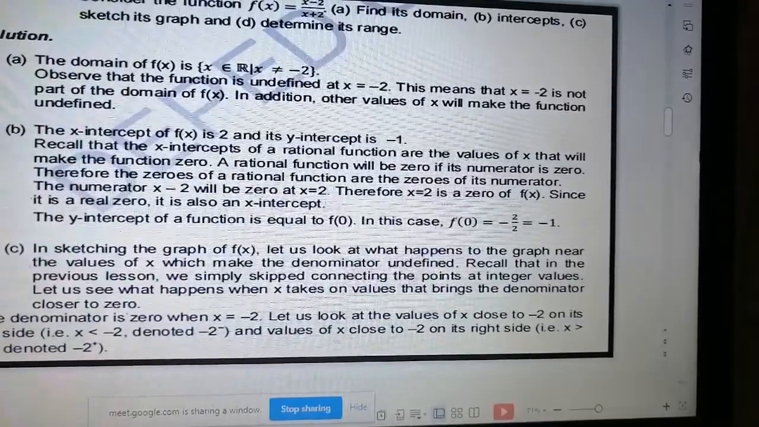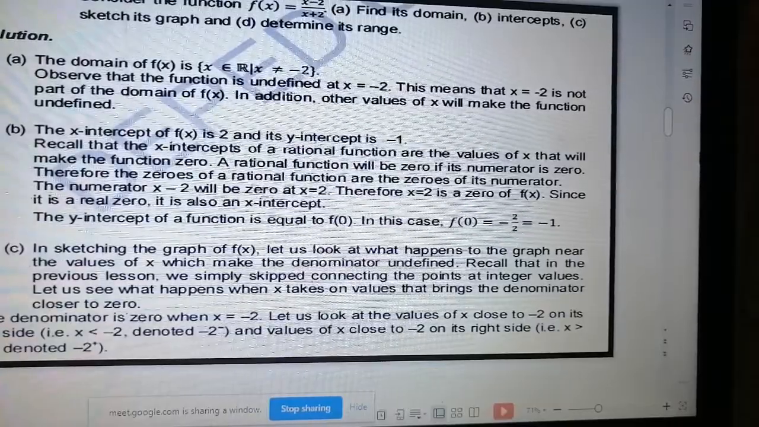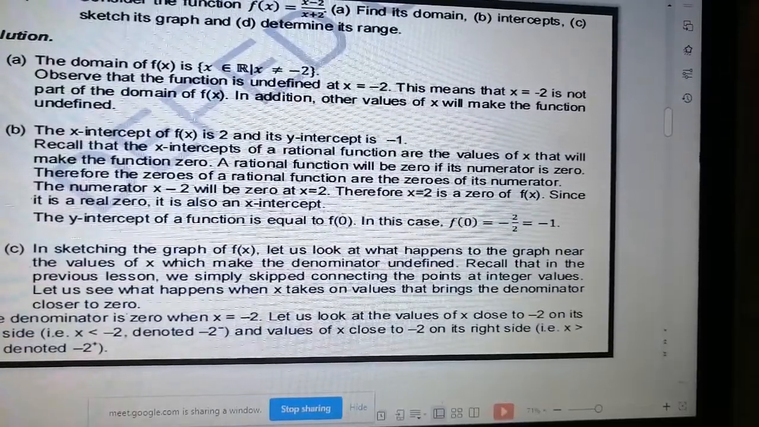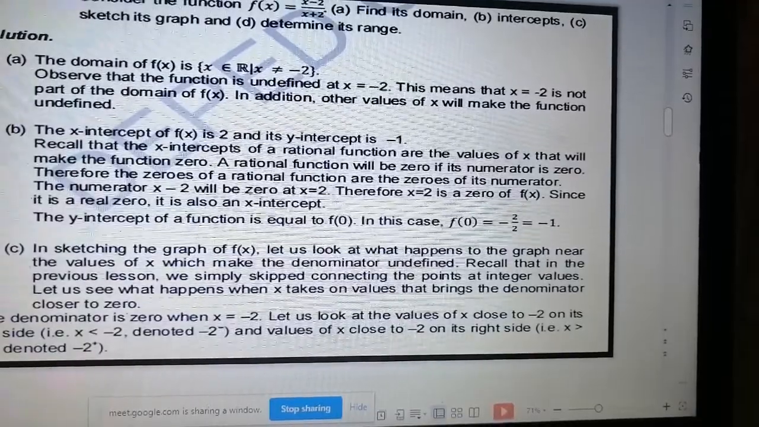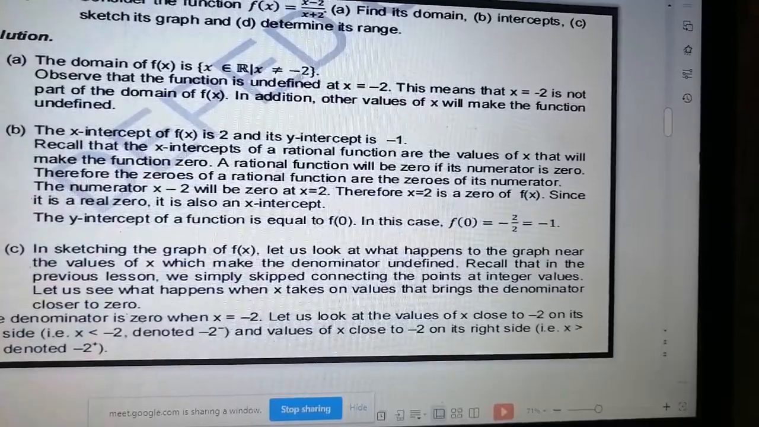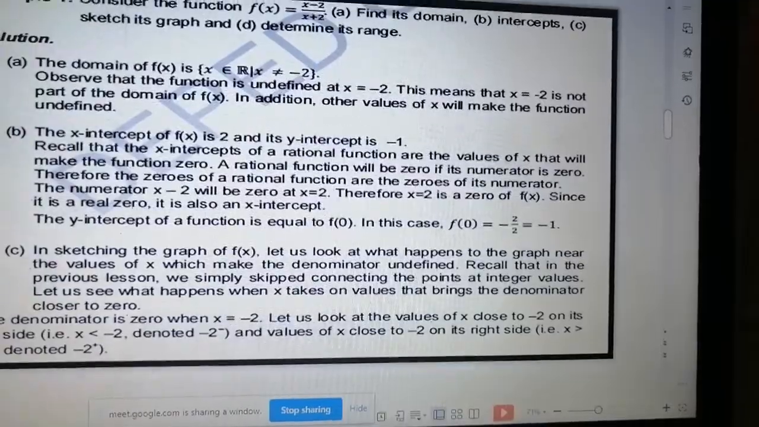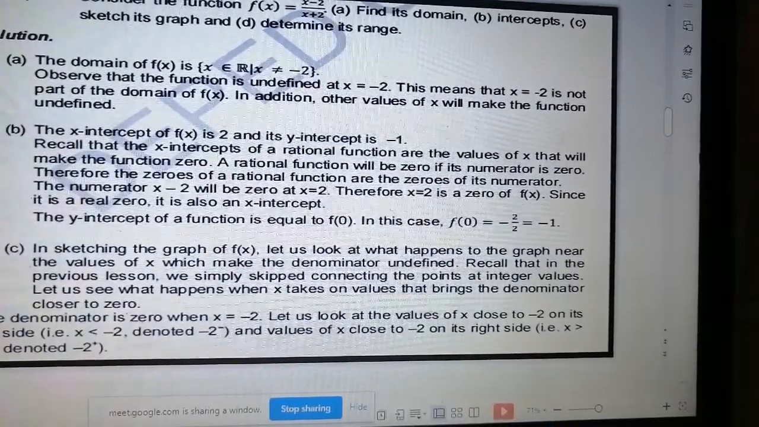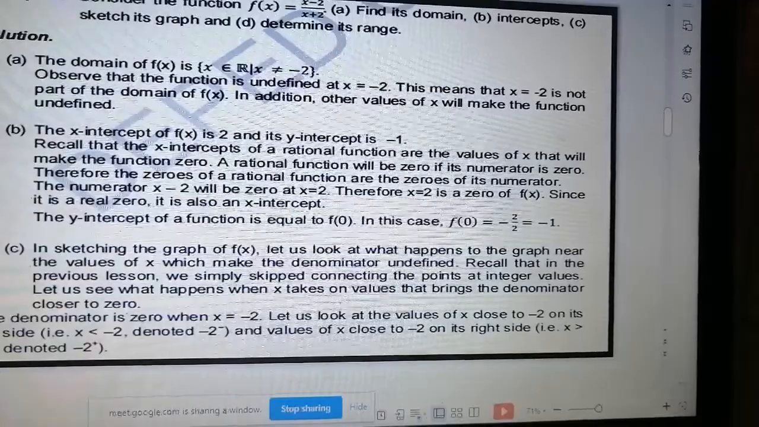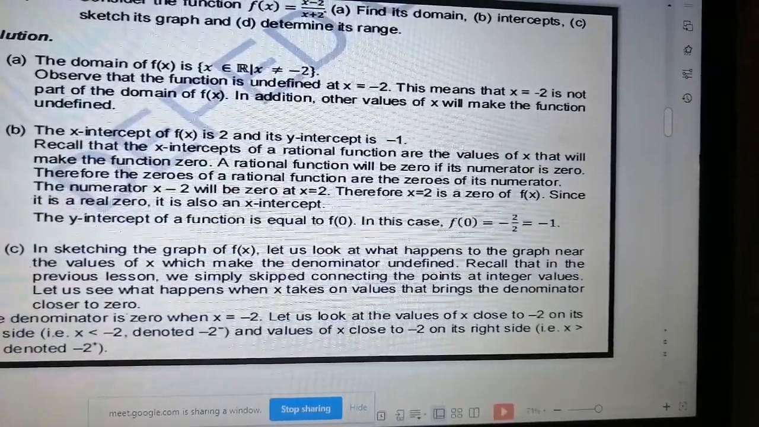So, in sketching the graph of function x, let us look at what happened to the graph near the value of x which makes the denominator undefined. Recall that in the previous lesson, we simplify, skip connecting the points. Yung kanina, yung i-connect natin, di ba? Kung naalala nyo? Connect the point. We simplify, skip connecting the points, integers, values.